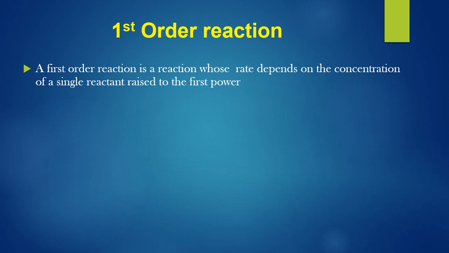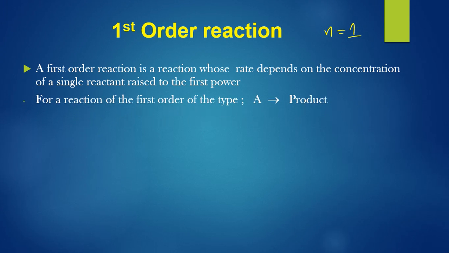So a first order reaction is a reaction whose rate depends on the concentration of a single reactant raised to the first power. So here our n is equal to 1. So it is raised to the first power. For a reaction of the first order of this same type, the same thing will be happening here. Let's come up with the reaction rate for this.